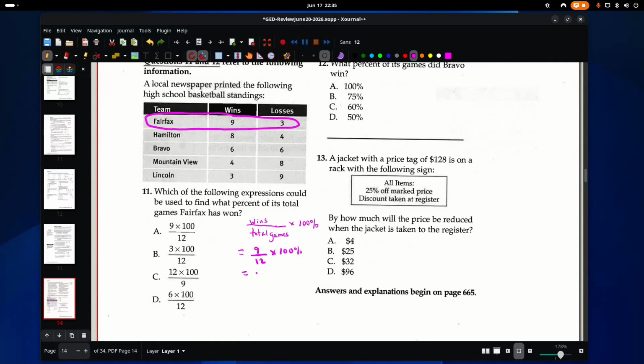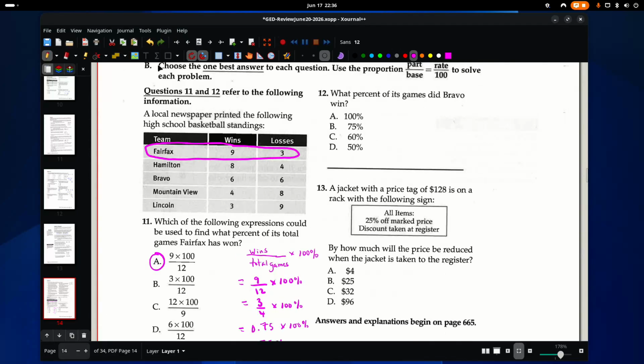And 9 over 12 is the same as 3 over 4 when we reduce it, so it's 3 over 4 times 100%. And 3 over 4 as a decimal number is 0.75. Then we multiply that by 100%, which gives us 75%. Oh, they want a fraction for that. So we would have 9 times 100 over 12. You had me there. Took that one too far. My apologies. Good practice, though.